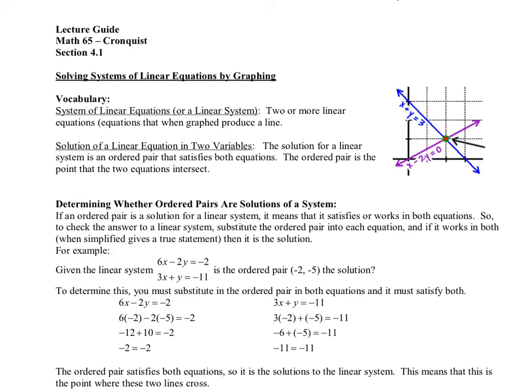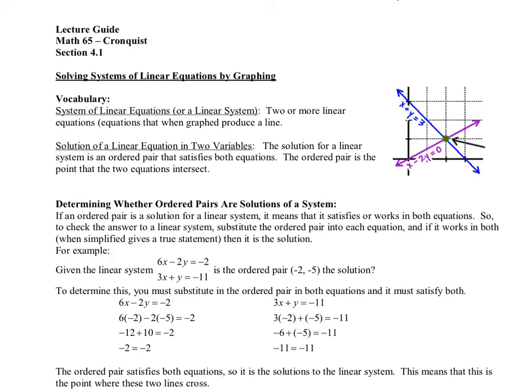The solution to a linear system, if you look on the right here, you'll see these two lines on a graph. Well, this would represent a linear system, two lines. So what we know is that the solution to the system is where the two lines intersect. So that's this red dot with a green circle around it. That would be your solution. It is a point, an x and y coordinate, that would make both of these equations true.